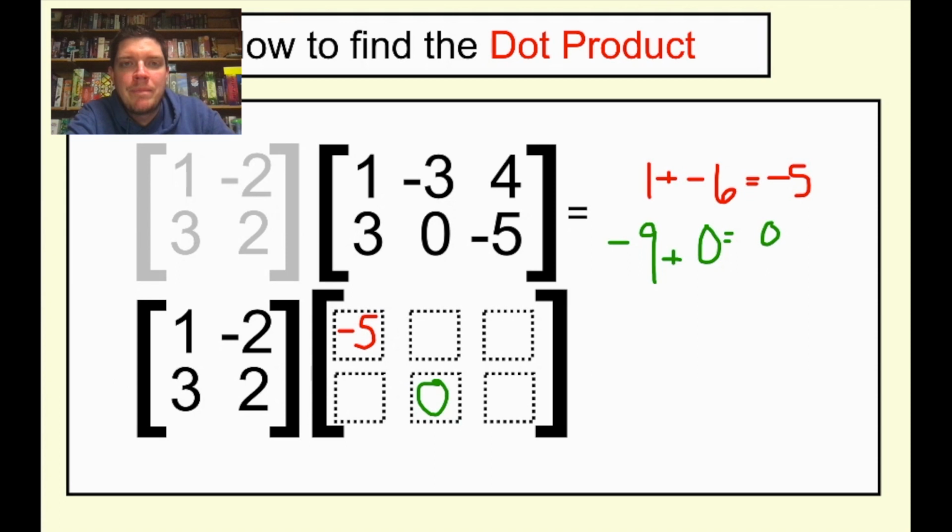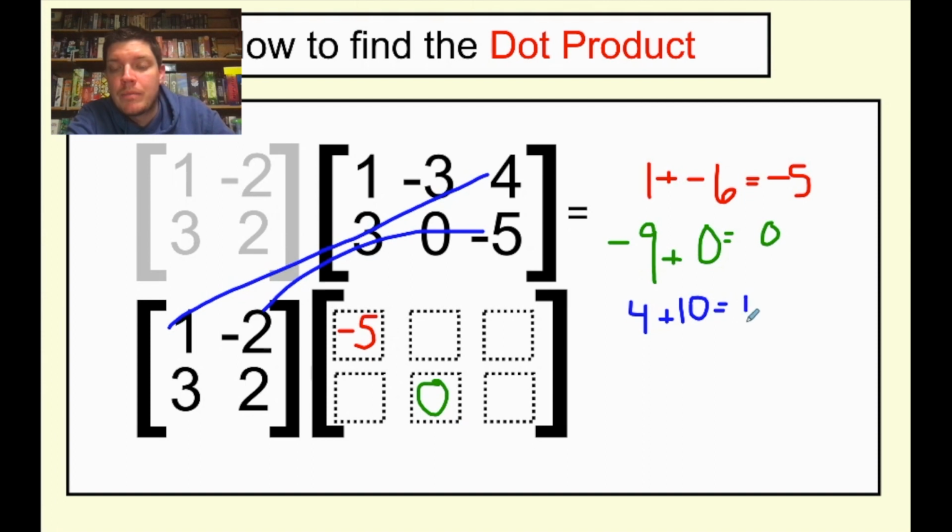So I'm going to go ahead. Let me get my pen ready. I'm going to use blue. I'm going to do 4 times 1 is 4, plus -5 times -2 is 10. 4 plus 10 is 14. That's the number that goes right here.